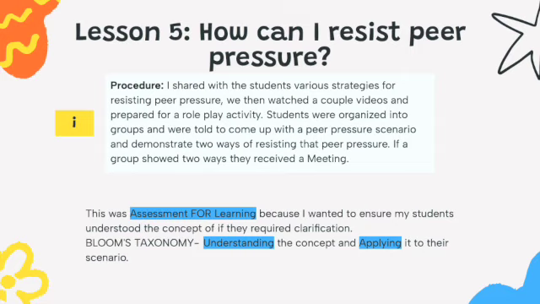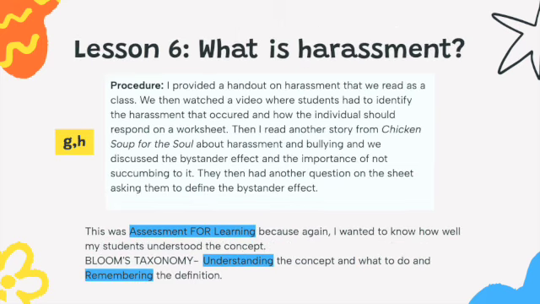So students were organized into groups and were told to come up with a peer pressure scenario and demonstrate 2 ways of resisting that peer pressure. If a group showed me 2 different ways, then they received a meeting, which is like a 3 out of 4. A 4 is like they went above and beyond. This was an assessment for learning because I just wanted to ensure my students understood the concept or if they required clarification. And so again, this was understanding the concept and applying it to their scenario.